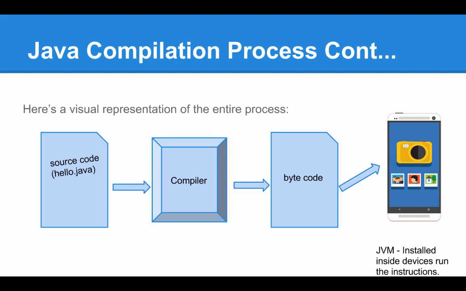It's the Java Virtual Machine that takes the bytecode and understands what it's supposed to do and then runs those instructions as an application. Well, now you know how the Java compilation process works.